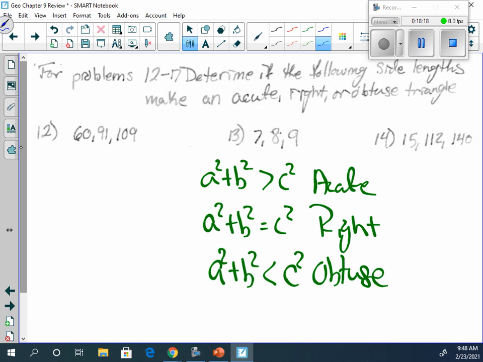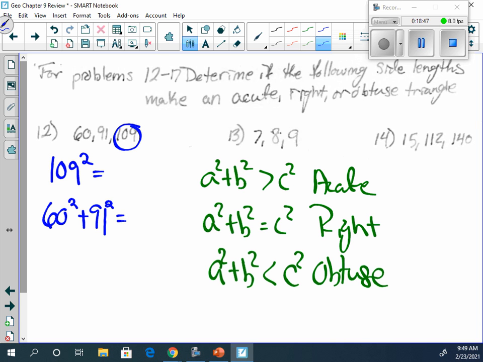Now again, c is always going to be the hypotenuse. So our hypotenuse for this here is 109. I'm not going to set them equal because we don't know for sure if they are going to be equal. They might be equal, but they might not. So we'll leave the hypotenuse by itself for now. We'll see what it equals. Now a and b would be 60 and 91, so we'll do 60 squared plus 91 squared.